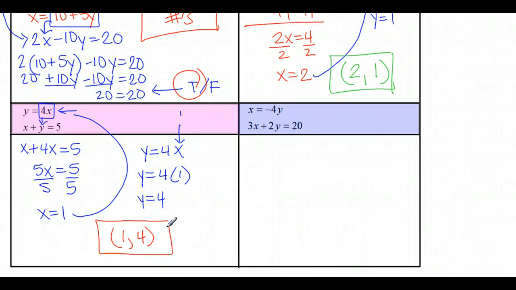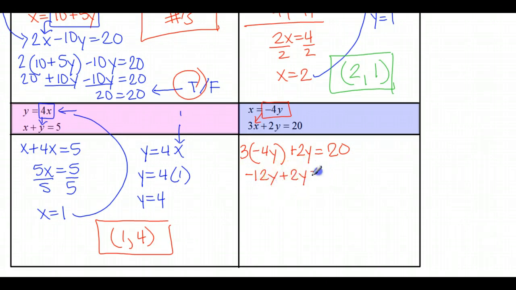All right, let's go on to the next problem. x equals negative 4y. So x is already solved for. I'm going to take the value of x and plug it into the other equation. So 3 times x, which is negative 4y, plus 2y equals 20. Now we can solve for y. Negative 12y plus 2y equals 20. Negative 12y plus 2y is negative 10y equals 20. Divide both sides by negative 10, and y equals negative 2.